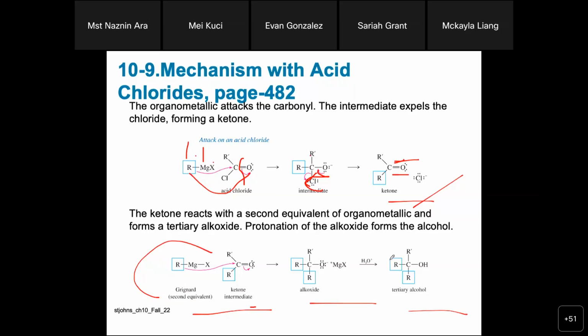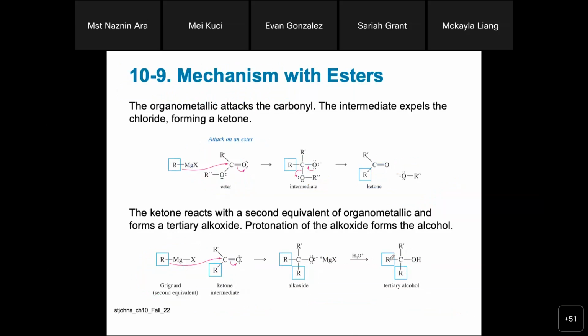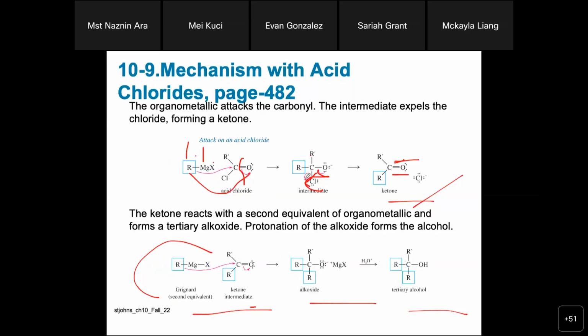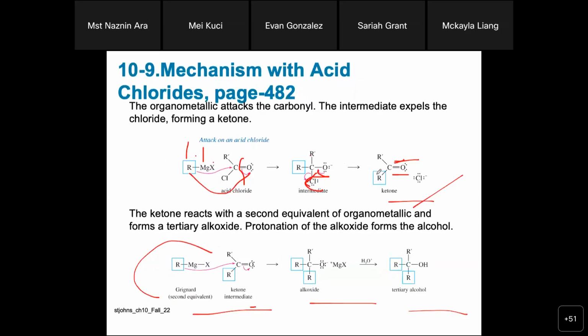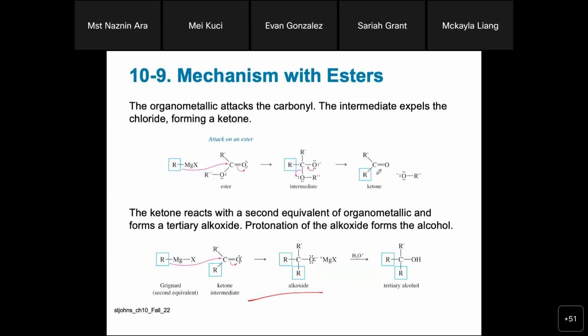You need to practice. So, the mechanism with ester is the same kind of mechanism, just with a different Cl and R. Other than that, everything is the same. If you look here, everything is the same, just the group is changed.